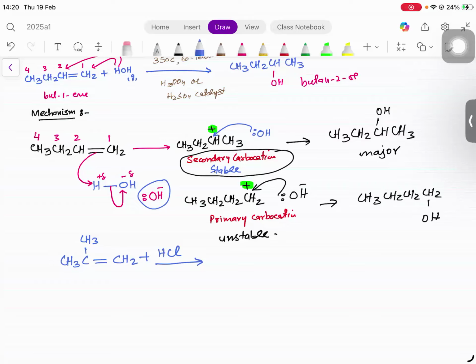What is the product? Two products. CH3, C, CH3, Cl, and then CH3. One of them is this. The other one is CH3, CH, CH3, CH2Cl. Which one is major? The first one is major, the second one is minor.